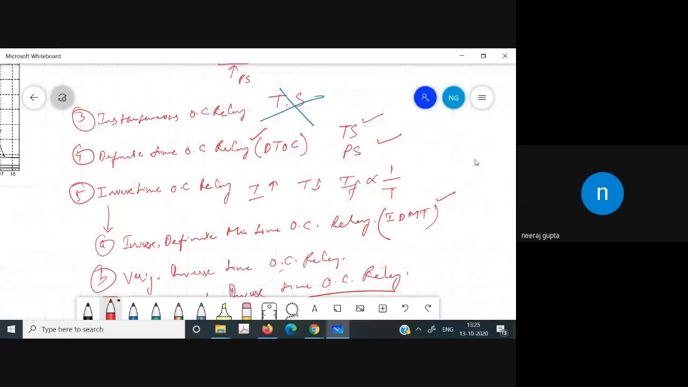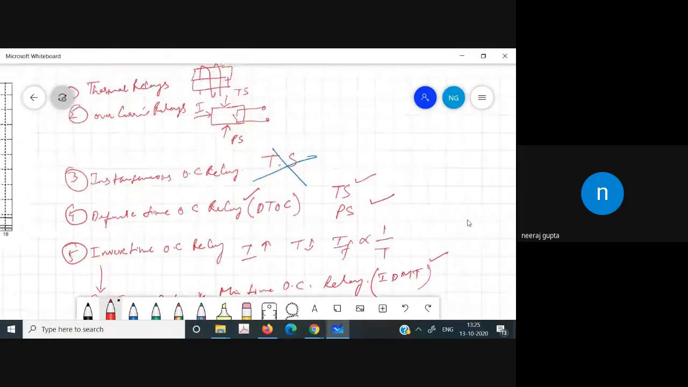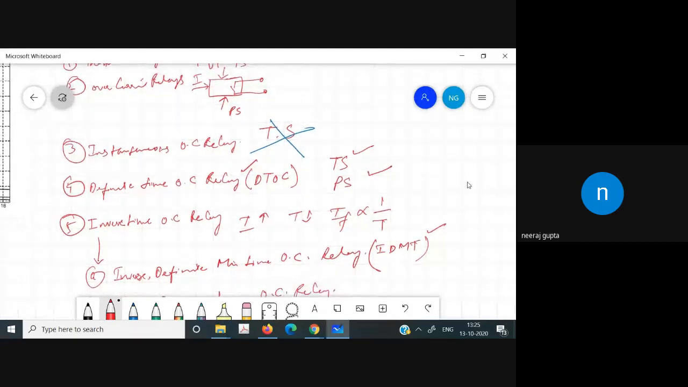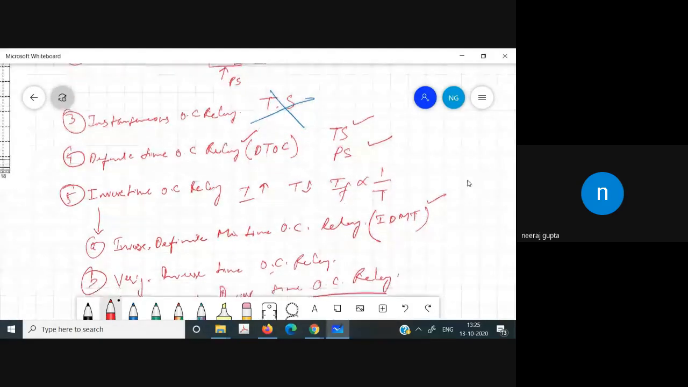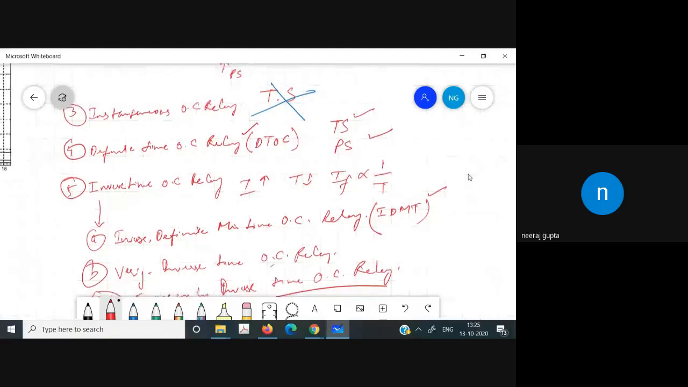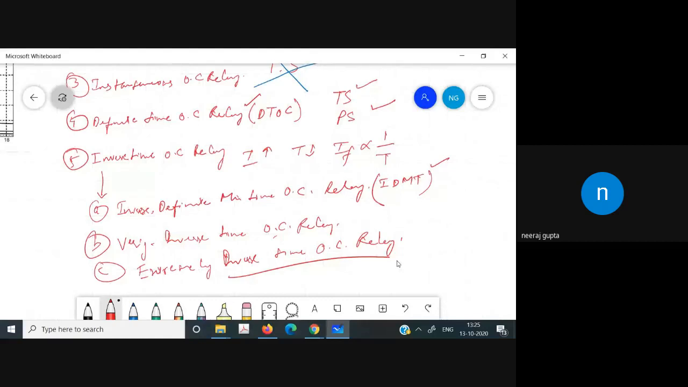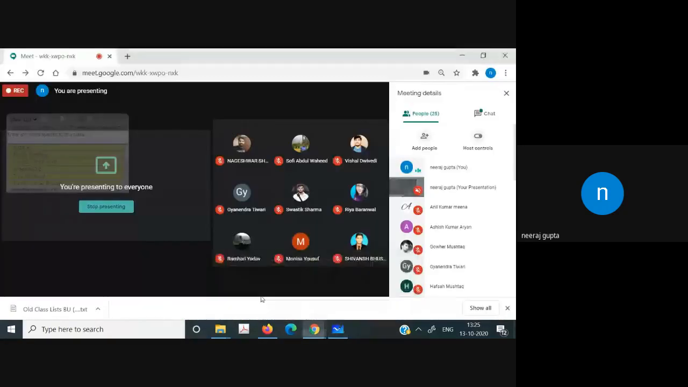First, we studied the thermal relay. Then we have the overcurrent relays, then instantaneous overcurrent relays, definite time overcurrent relay, inverse time overcurrent relay, and under the inverse time overcurrent relay, we have the inverse definite minimum time overcurrent relay, the very inverse time overcurrent relay, and the extremely inverse time overcurrent relay. Now this is all about the relays.